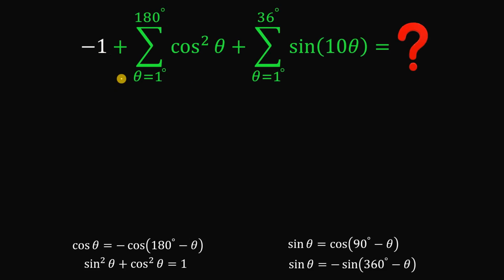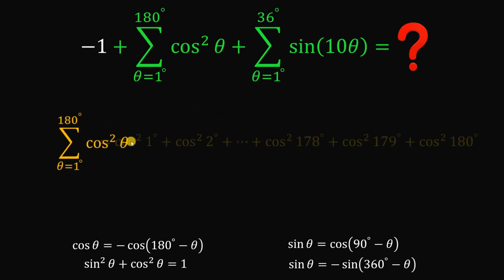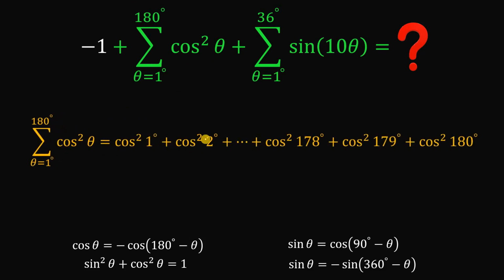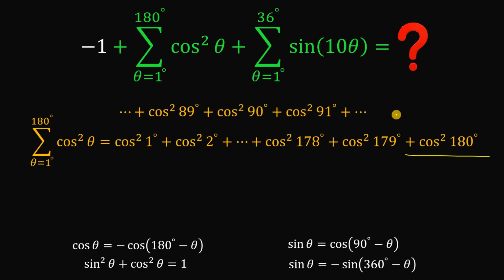Alright. Now, how about the second expression? We have the summation of cosine squared theta, wherein theta goes from 1 to 180 degrees. This is equivalent to cosine squared 1 degree plus cosine squared 2 degrees plus all the way down to cosine squared 180 degrees. And of course, in the middle part, we also have cosine squared 89 degrees plus cosine squared 90 degrees and so on and so forth.